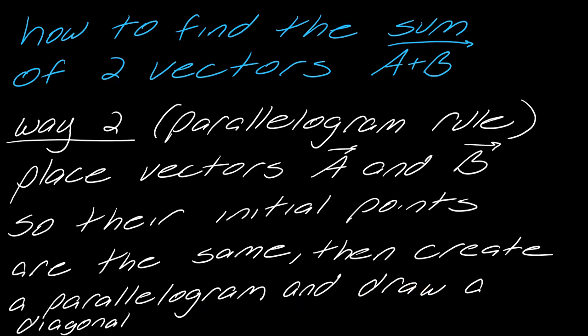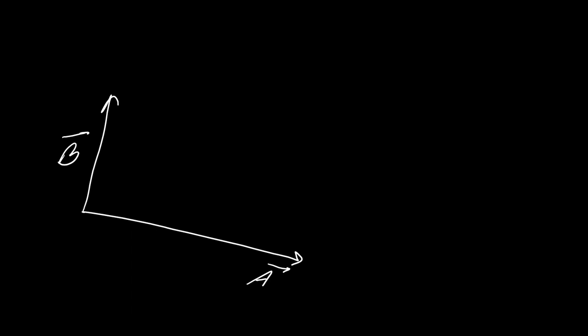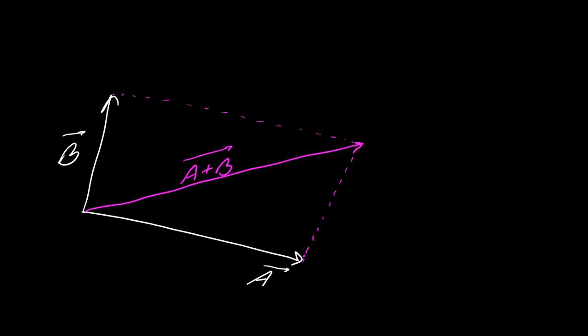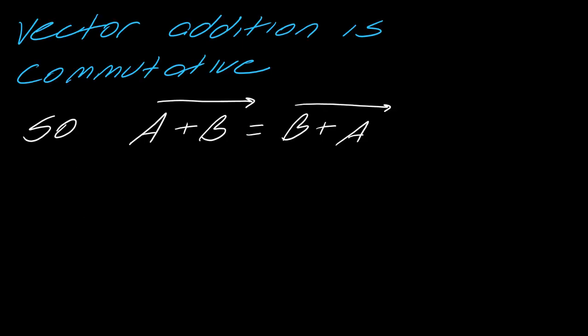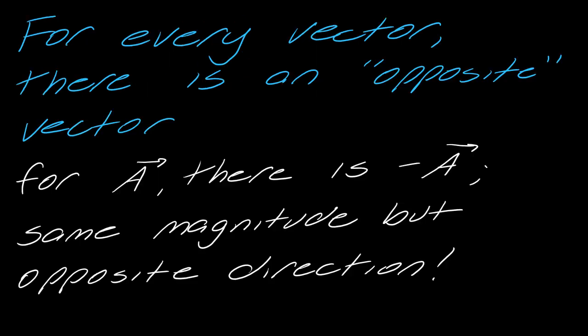Okay, I will show you how that works, just a quick little sketch. The idea behind this, I've got these two vectors a and b. What I do is I extend them to create this parallelogram. And then from this initial point here, I extend out this vector, and that is my a plus b. Okay. A couple of things about this. We're going to play around with this more, and you'll get really used to this by the time I'm done with this set of videos. Okay, so vector addition is commutative, so a plus b is the same as b plus a. And for every vector, there is also an opposite vector.